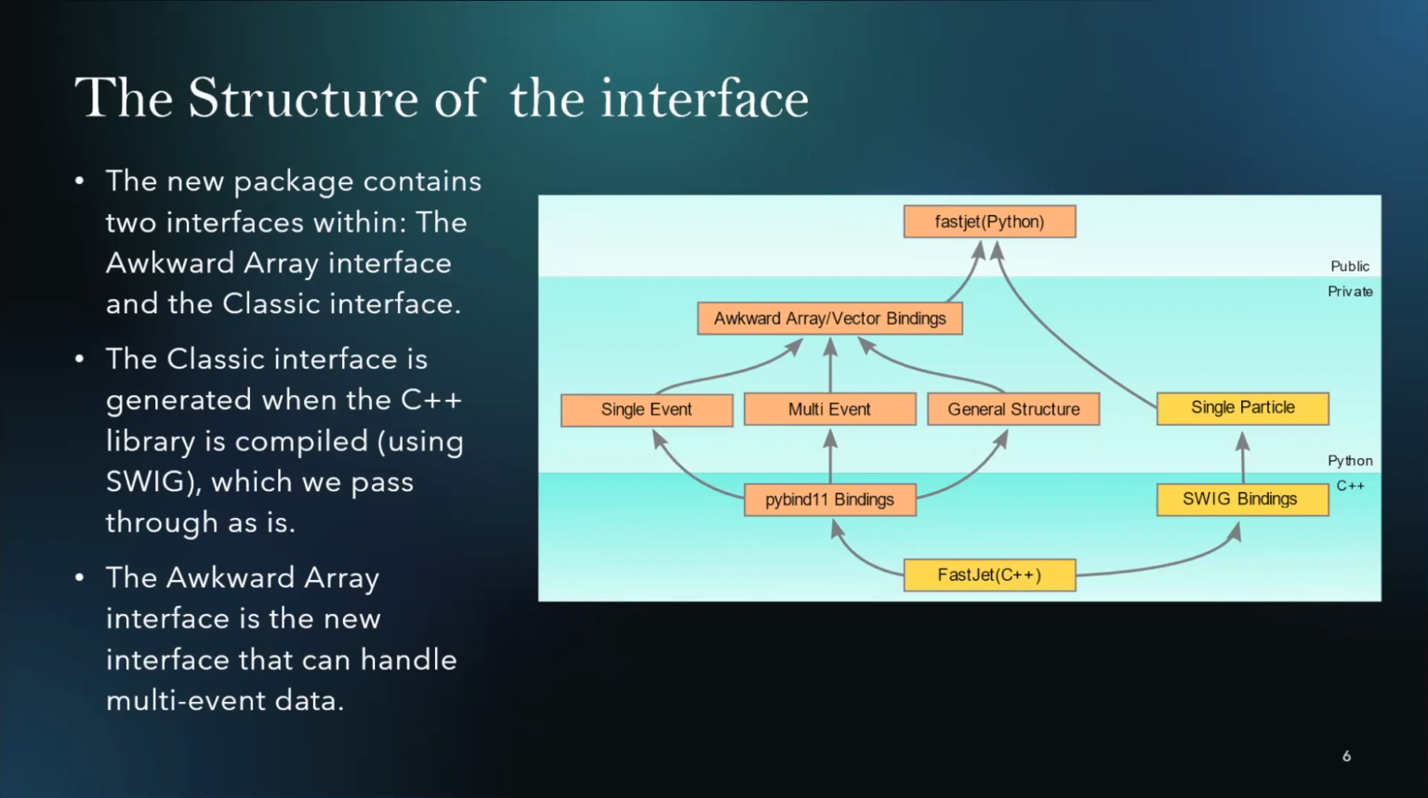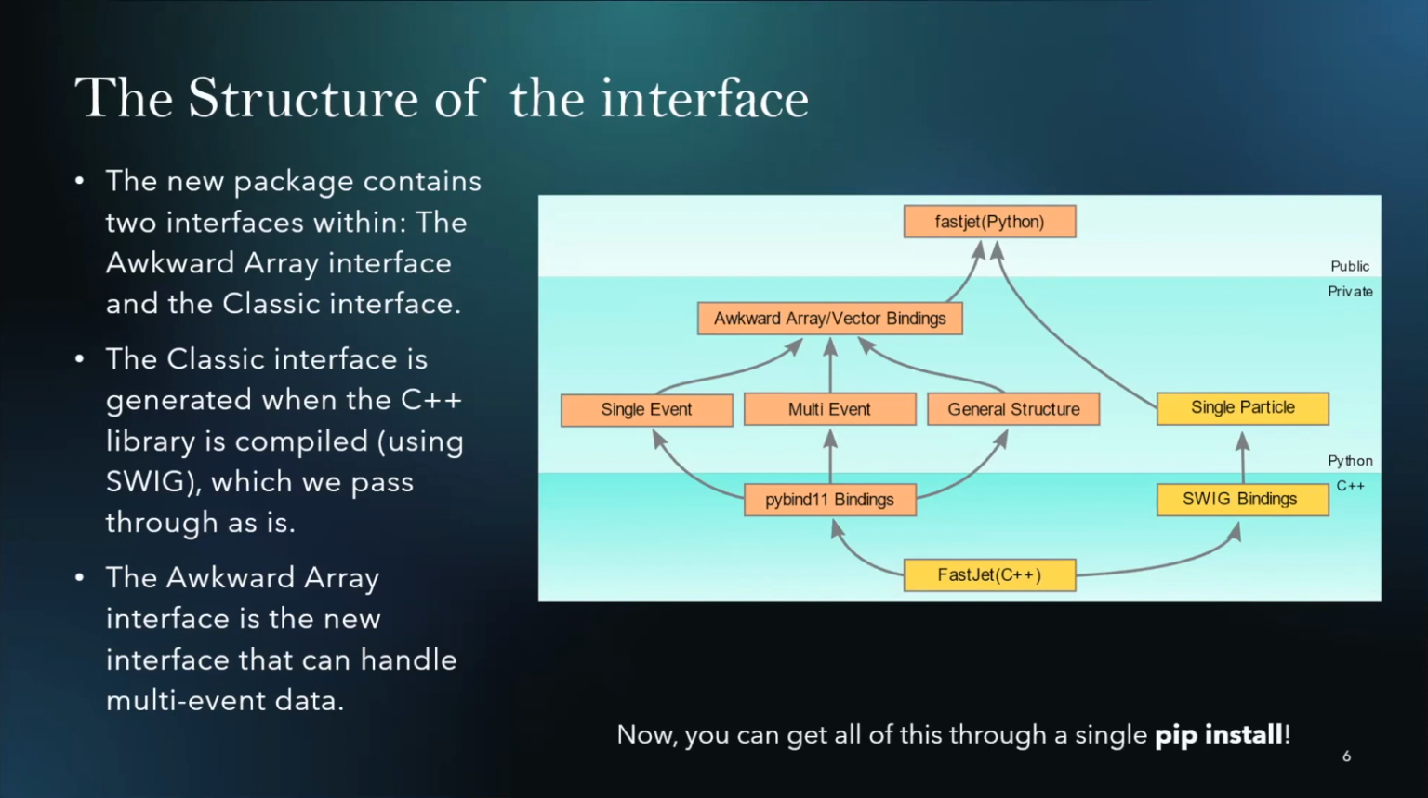So all of this goes up into the one single class that handles the awkward array interface, and then at the end you see everything goes into this one single user-side class that the user can interact with. The user doesn't really interact with anything below in the private area, so the user doesn't have to worry about selecting the right kind of interface. That's done by the user-side class.